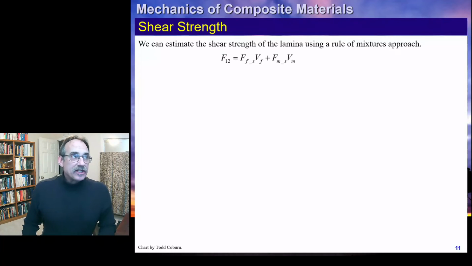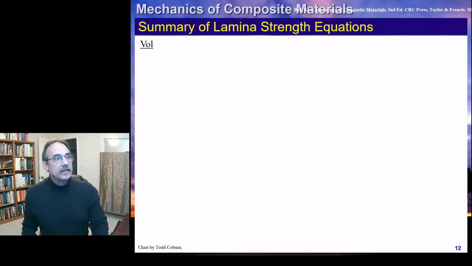Shear strength, actually, we can use a rule of mixtures kind of approach and just develop an estimate for the shear strength of the lamina by taking the fiber shear strength times the volume fraction of it plus the matrix shear strength times its volume fraction. Once again, V sub m is just 1 minus V sub f, right, as we've seen in other things.